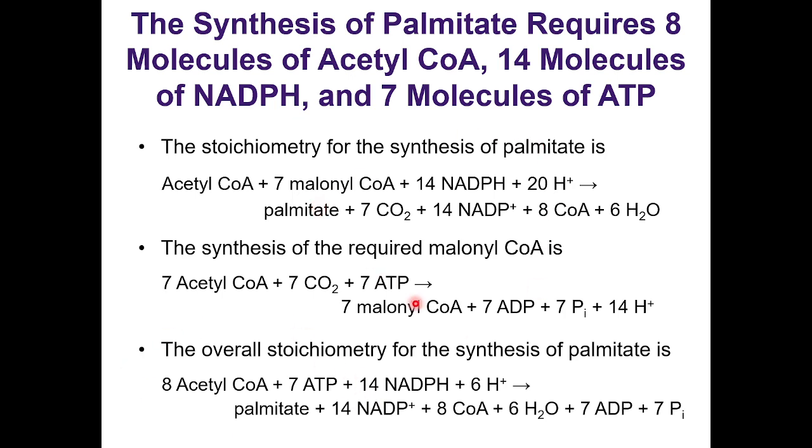The synthesis of the required malonyl-CoA is this right here. Your overall stoichiometry for the synthesis of palmitate is that. Note again, we use NADPH alone, and we use 7 ATPs to power this process forward.